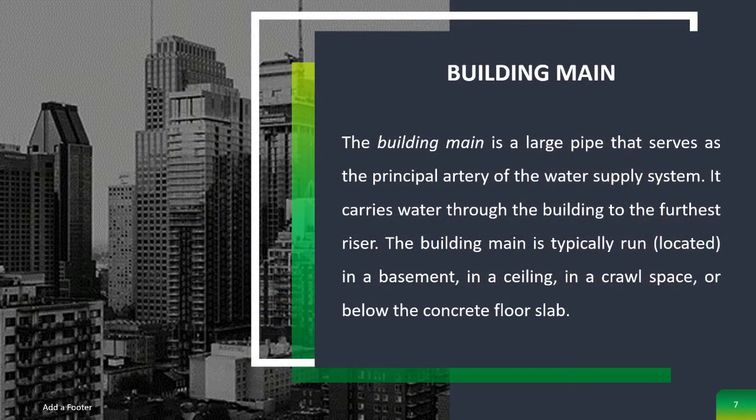Next is the building main. The building main is a large pipe that serves as the principal artery of the water supply system. It carries water to the building to the furthest riser. The building main is typically run or located in a basement, in a ceiling, in a crawl space, or below the concrete floor slab. So, building main, ito yung pinaka-pipe na nagsusupply sa building.